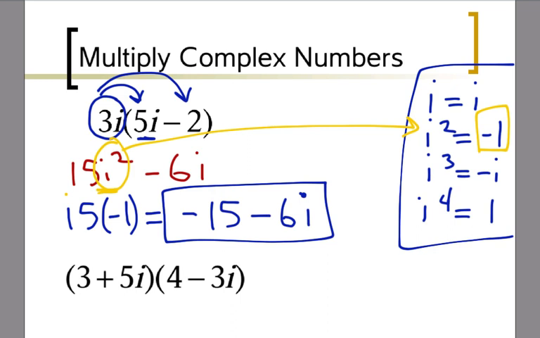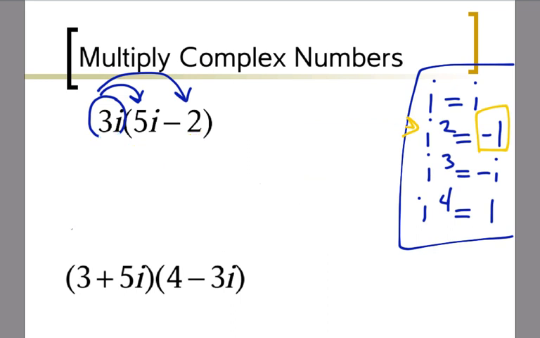Now let's erase, and we'll take a look at this bottom problem. The bottom problem requires us to FOIL. So I do my first, I multiply my 3 times my 4. I'll write it up above to give myself space. I get 12. Then I multiply my outers.